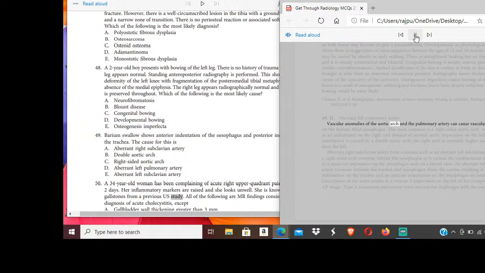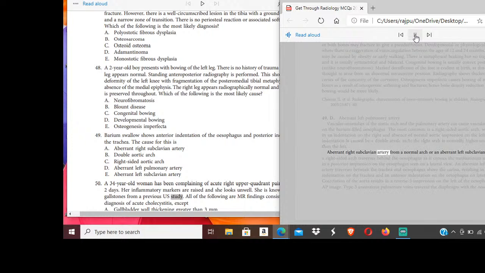Vascular anomalies of the aortic arch and the pulmonary artery can cause vascular impression on the barium-filled esophagus. The most common is a right-sided aortic arch, which results in an indentation on the right and absence of normal aortic impression on the left. Bilateral indentation is caused by a double aortic arch. The right arch is normally higher and larger than the left.